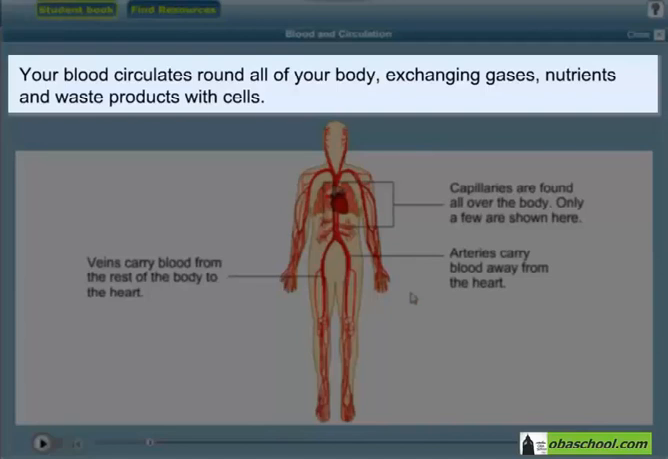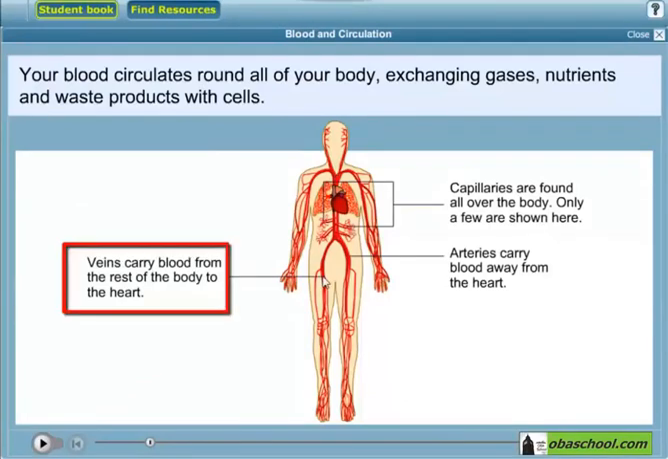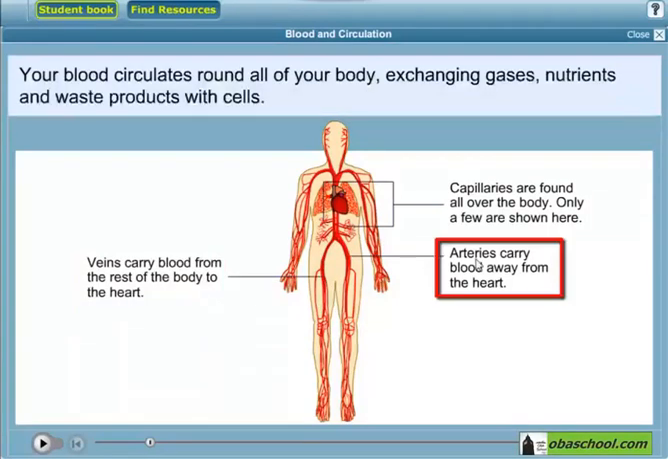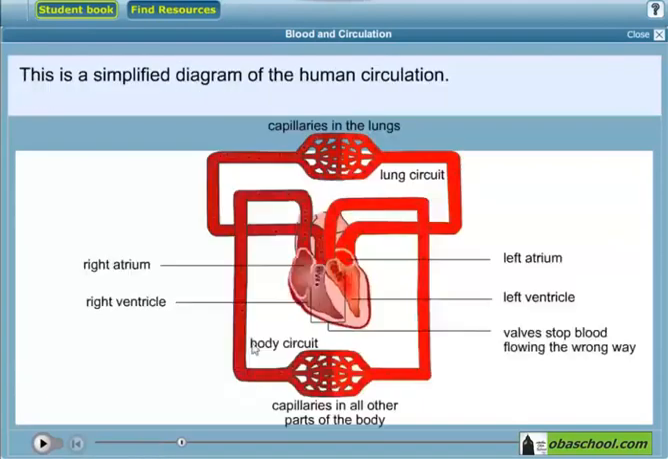And this happens in a double circulation. We have the pulmonary circulation and the systemic circulation. The blood vessels involved are the veins, arteries, and capillaries. Veins carry blood from the rest of your body to the heart. Arteries do the opposite. They carry blood from your heart to the rest of the body. And capillaries are found all over the body. They connect your arteries to your veins.